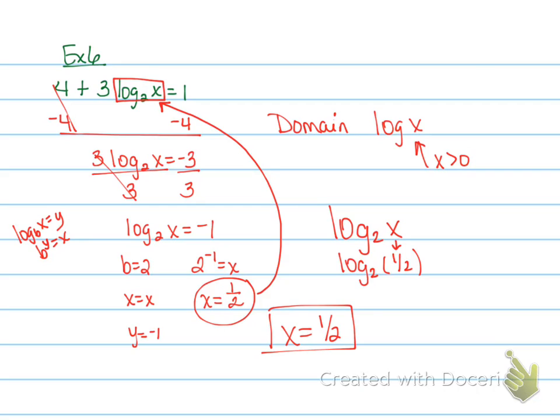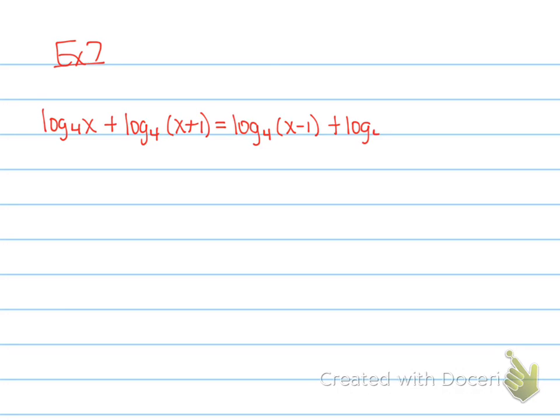All right, so let's look at example 7. Same directions, we're just going to solve it, but it's a little bit longer here. It says log base 4 of x plus log base 4 of (x plus 1) equals log base 4 of (x minus 1) plus log base 4 of 6. So we've got a lot of log base 4s, and if we can combine any of them, that would help out a lot. So we talked about our rules of logarithms.